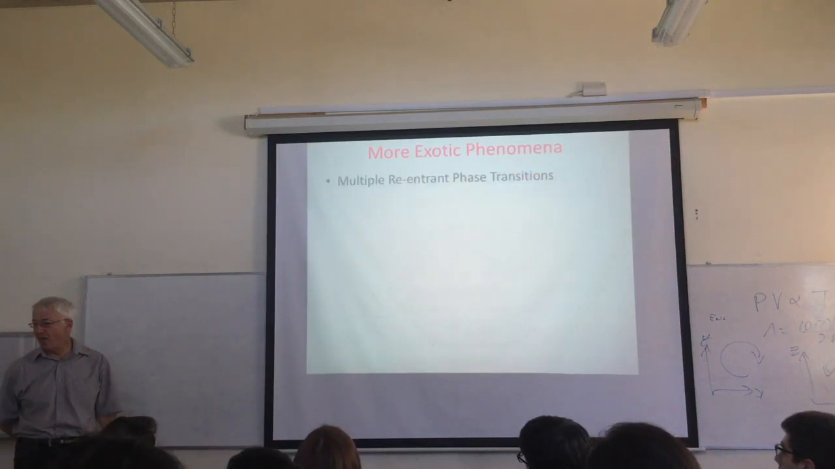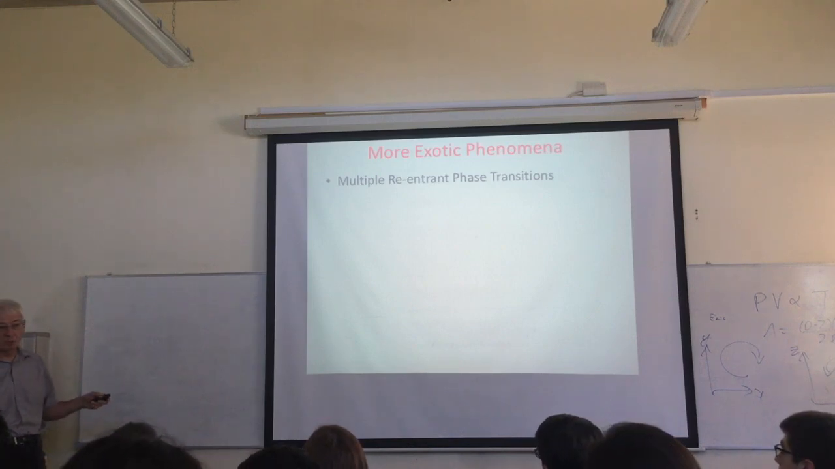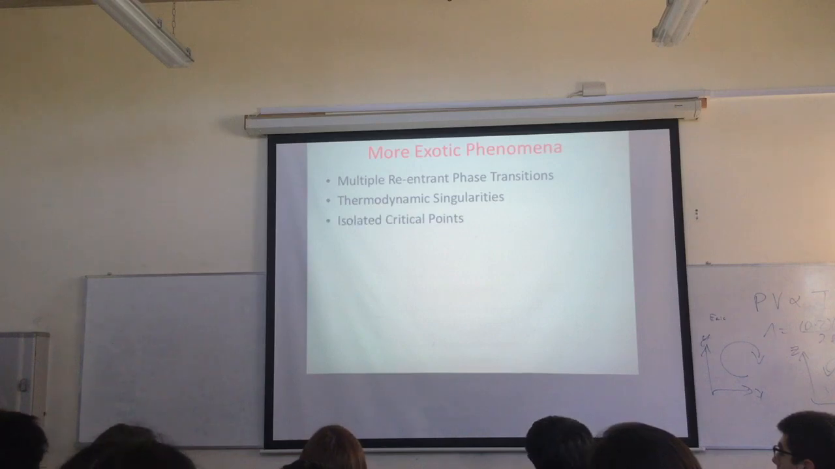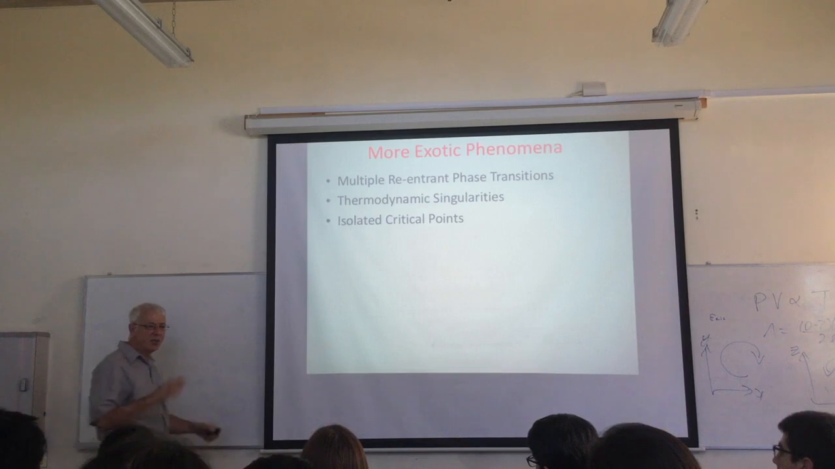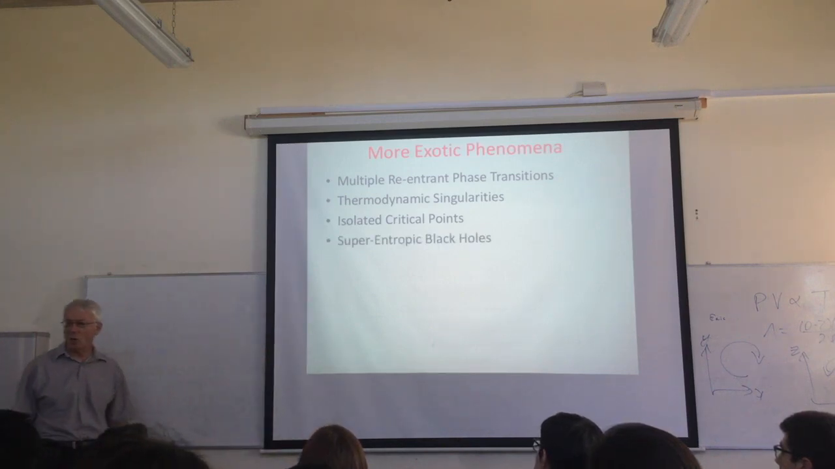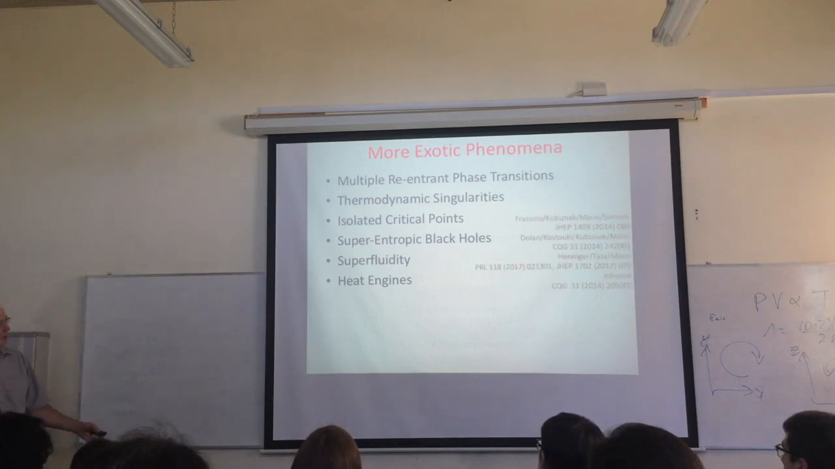So next time, I'm done today, next time we're going to see more exotic things. You could have multiple reentrant phase transitions, I'm going to show you something called a thermodynamic singularity, that I don't know exists outside of black holes. I'm going to show you isolated critical points, critical behavior that is not mean field. I'm going to show you black holes that are superentropic, black holes that are like superfluids, and later on we'll get to heat engines. And that's in a number of these papers here.